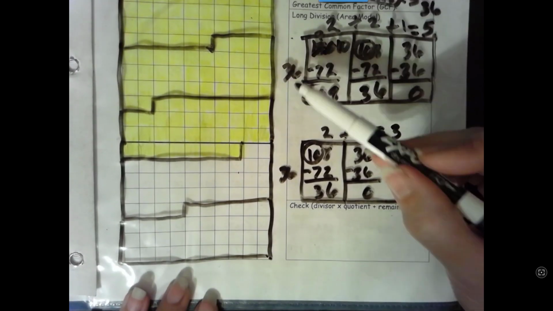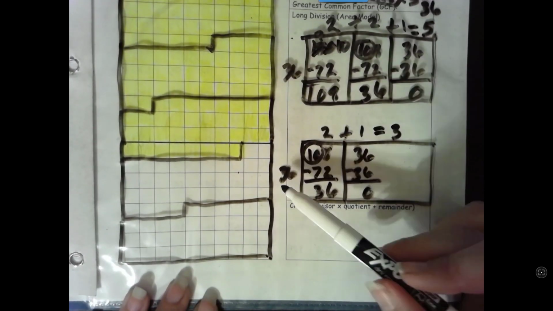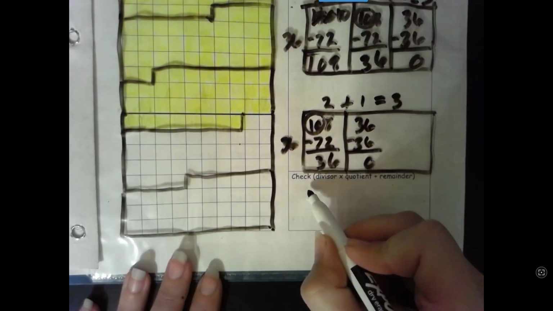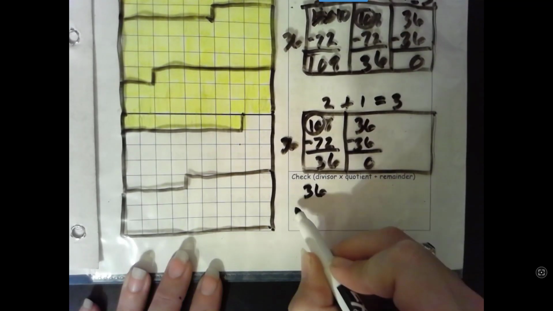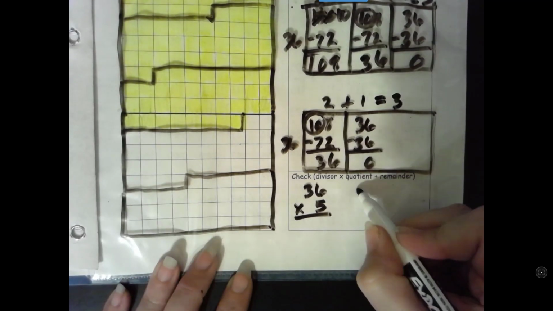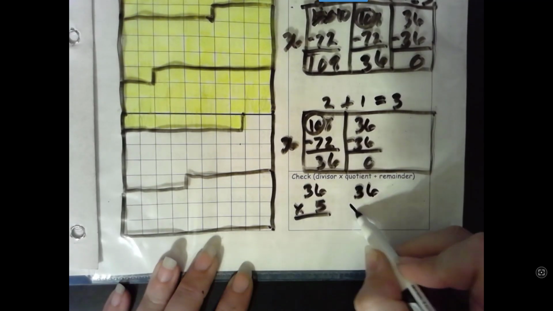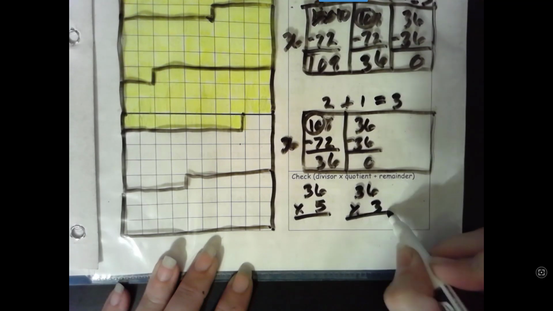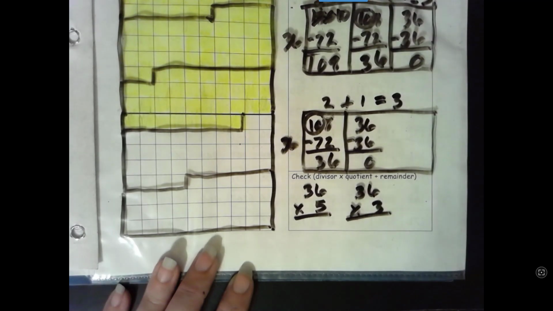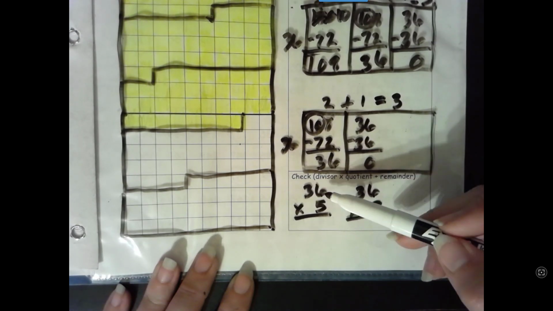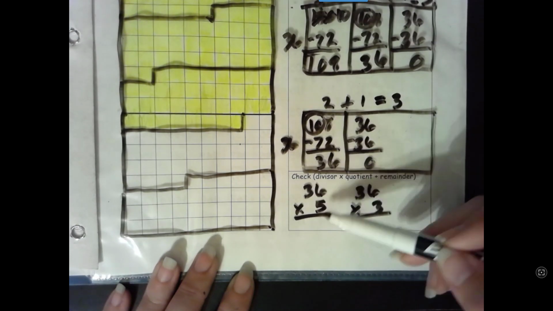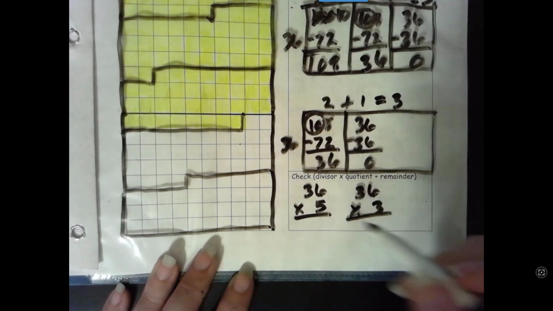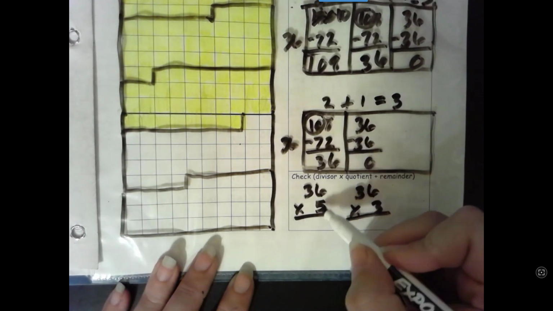Now we need to check divisor times quotient plus remainder. Since our remainder is 0 for both, and the identity property of addition says when you add 0 it stays the same, you don't have to add 0. Now even though I'm multiplying by 36 instead of having it as a multiplier, I can use the commutative property. It's easier to multiply by a single digit.